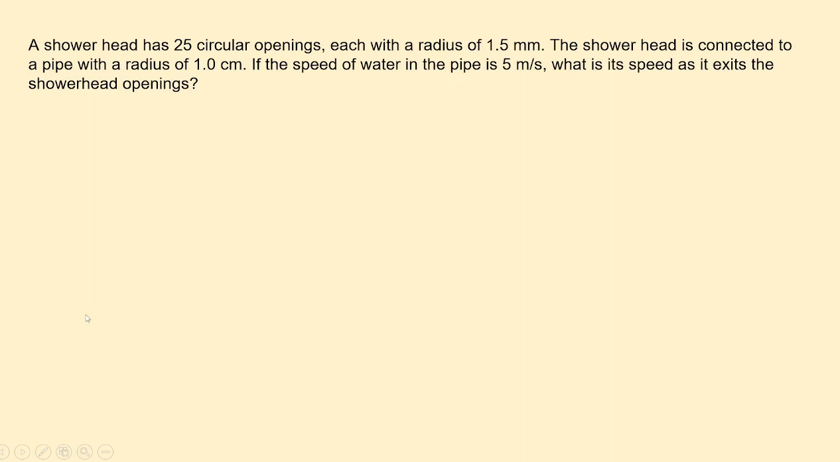Now the third one. A shower head has 25 circular openings, each with a radius of 1.5 millimeter. The shower head is connected to a pipe with a radius of 1 centimeter. If the speed of water in the pipe is 5 meter per second, what is its speed as it exits the shower head openings?